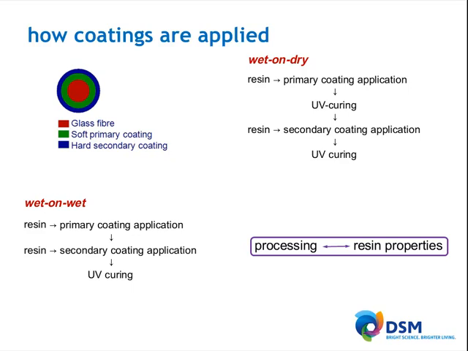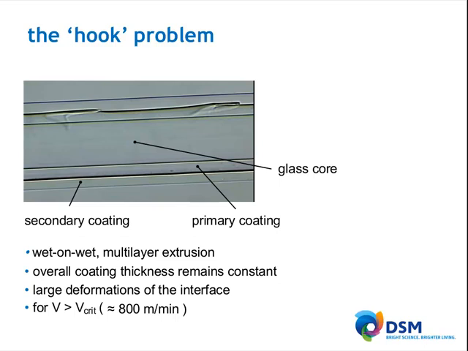As a resin producer, we of course are interested in how resin properties relate to processing and the other way around. And that's something that is important to us. One of the things that we ran into a couple of years back was a problem that we called a rook problem. And of course, you can see why that is. We have inside, under this microscopy image, a glass core. You can clearly see the primary as well as the secondary coating, but the interface between the primary and the secondary coating shows all kinds of inhomogeneities. It looks like almost there was a hook on this interface.